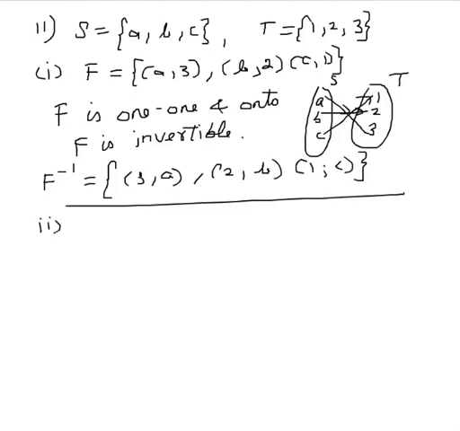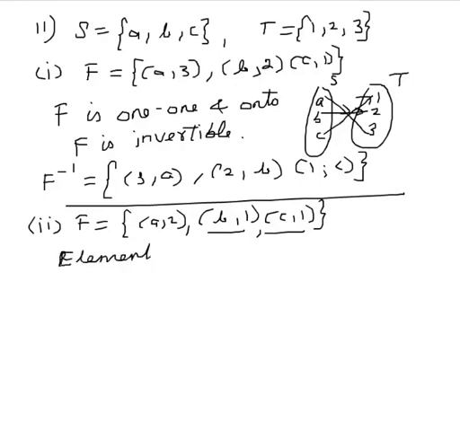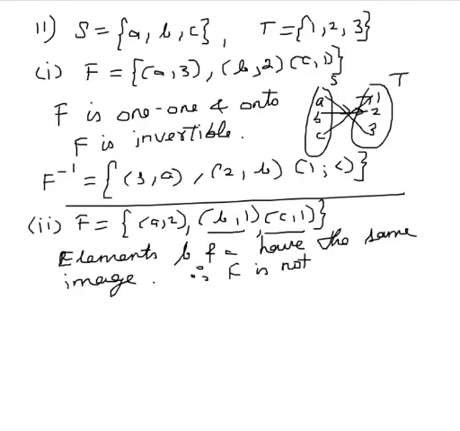Second subdivision. F function is given as A2, B1, C1. From the elements B1 and C1, we can say that it is not a 1-1 function. So elements B and C have the same image. Therefore, F is not 1-1. Therefore, F is not invertible.